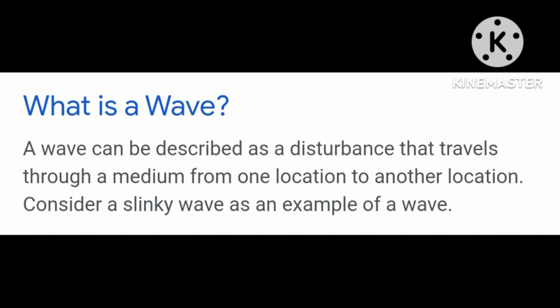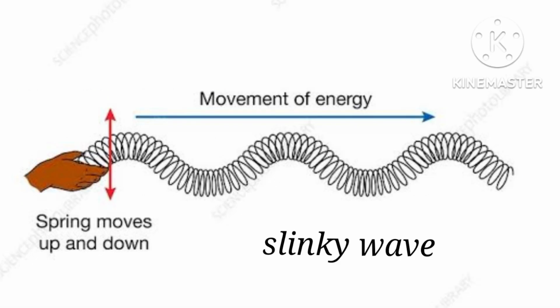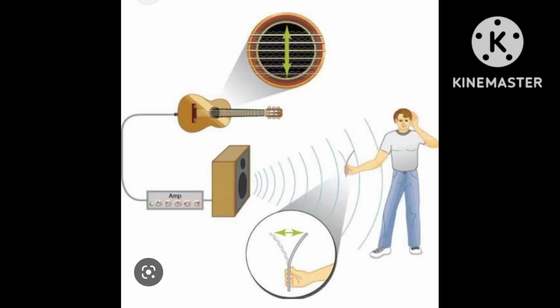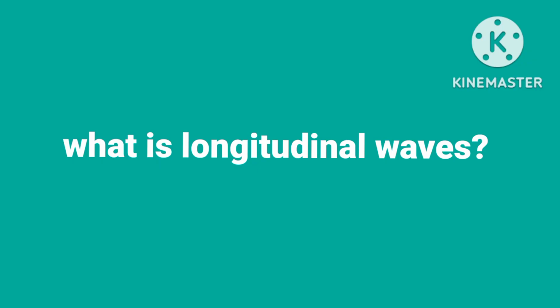Consider a slinky wave as an example of a wave. This is a slinky wave. Next, this is the formation of vibrations. Let me show it in the diagram. First, what is a longitudinal wave?